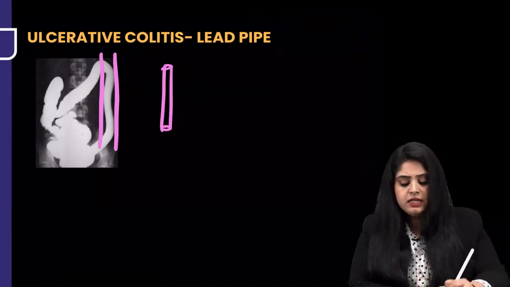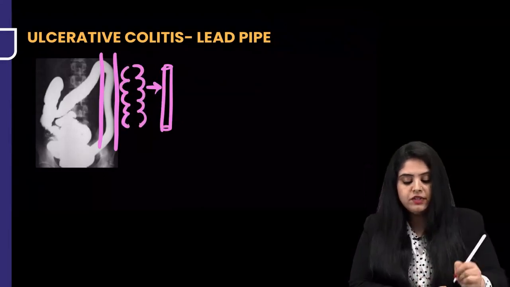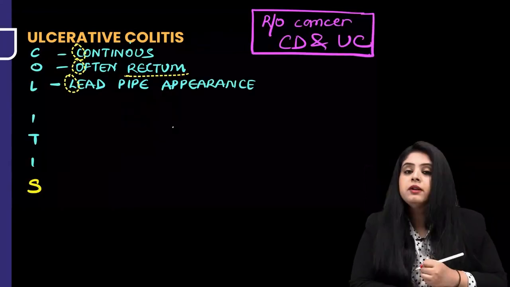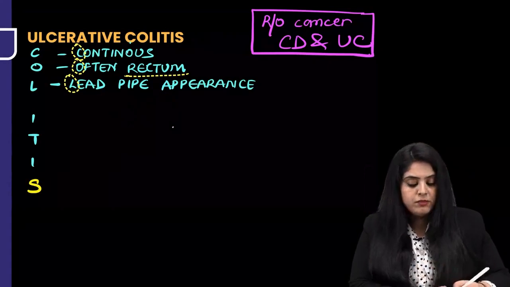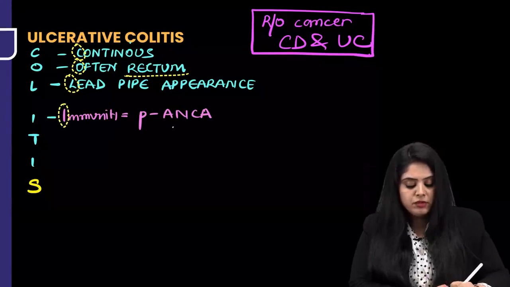How is the intestine usually? Intestine is usually like this, pouch, pouch, pouch, right? Now that has converted into a straight, rigid lead pipe. Very, very important point for ulcerative colitis. Which immunity is responsible for this? We've done it so many times. The immunity responsible for this is P.